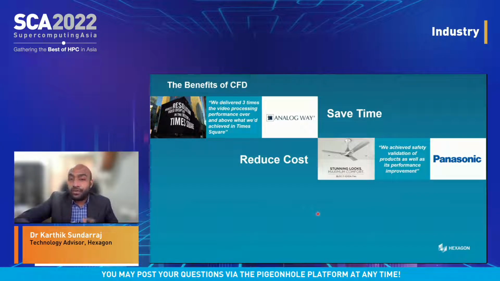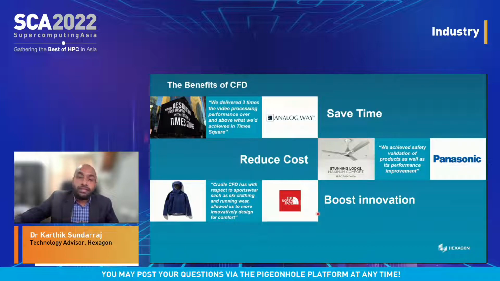Then we have the example of Panasonic, where Panasonic uses CFD regularly for reducing cost. They use CFD for safety validations, for performance, and for re-engineering and product improvement. Then we have another very unique example of North Face. Very few people may know that a company like North Face can also use CFD. They use CFD for their jackets, for their winter clothing, to boost their innovation in sportswear application, particularly in cold environments. They are trying to use CFD to understand flow movements and thermal regulations that happen inside a jacket, and also considering the outside temperature effects.